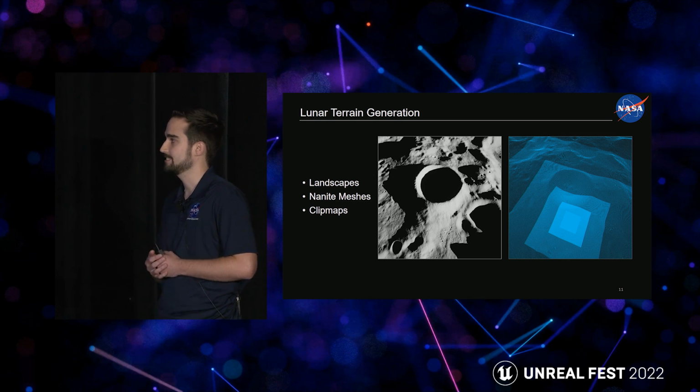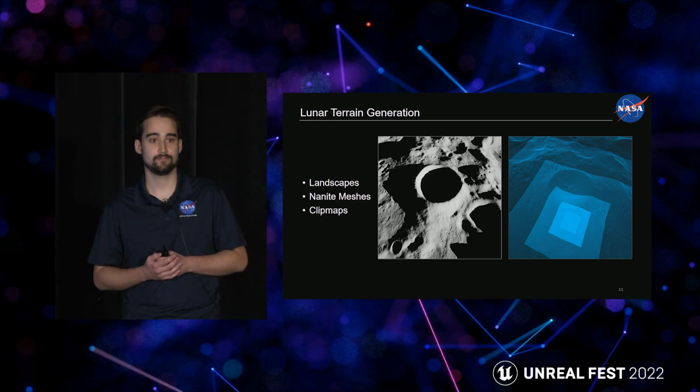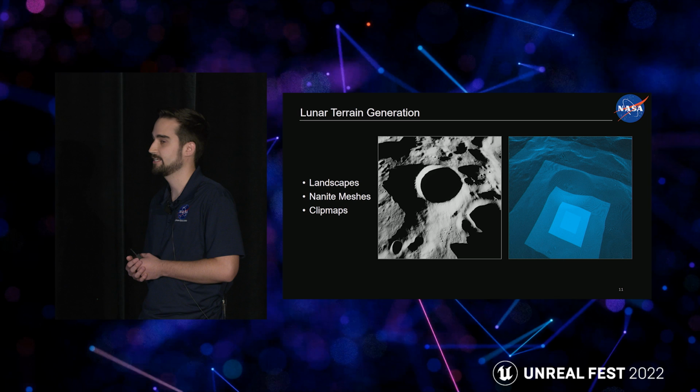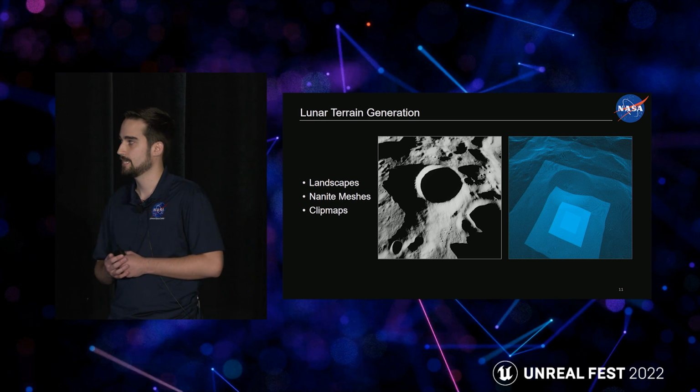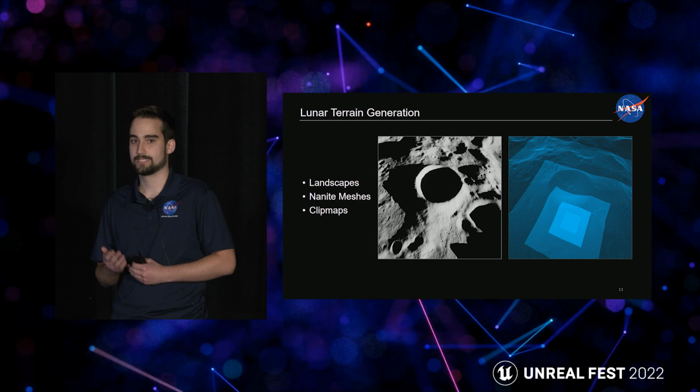Okay, so in summary of what we're going to talk about, there are 3 primary pipelines that we've either utilized or developed. The first of which is the landscape mode in Unreal Engine. The second is by generating nanite meshes of our lunar terrain entirely within the engine. And the third is a clipmap-based dynamic mesh rendering approach.